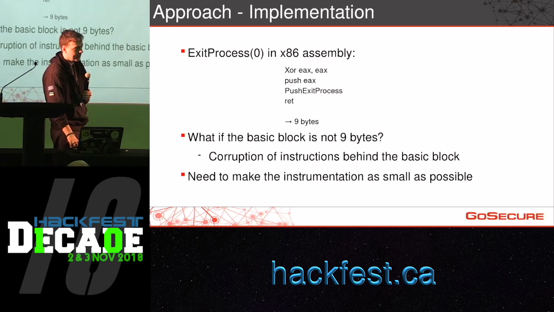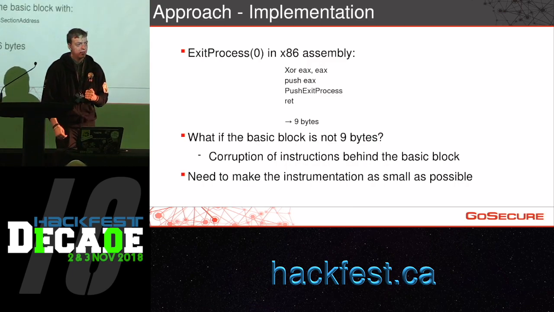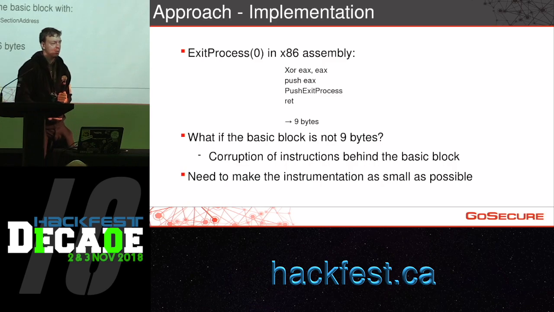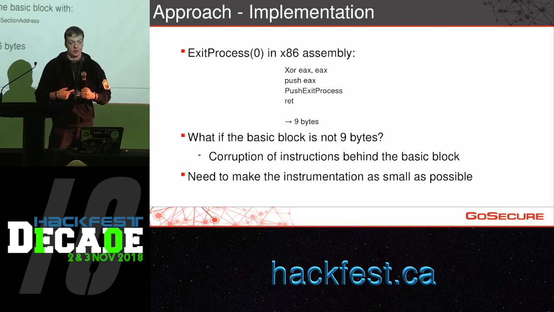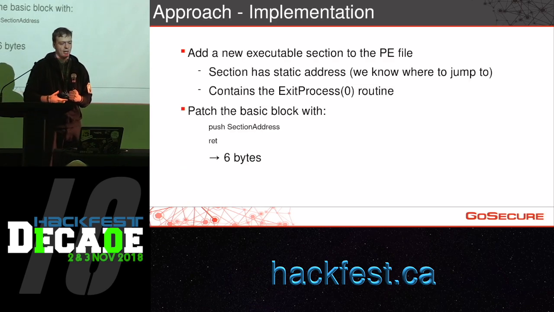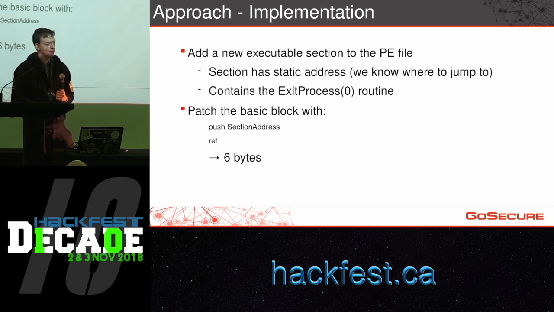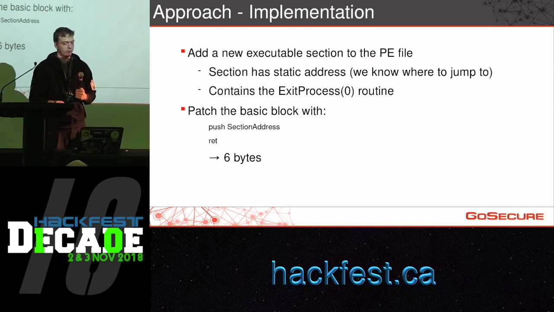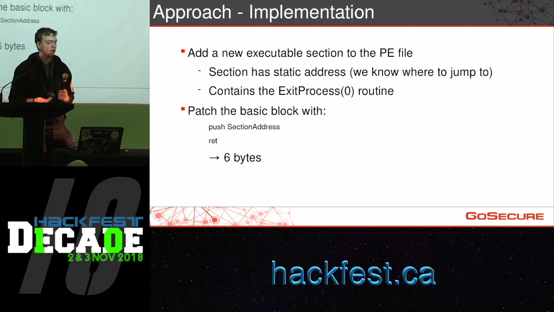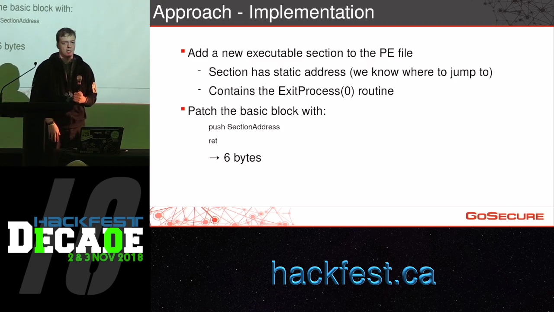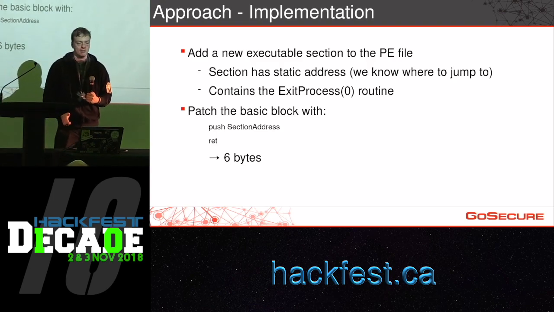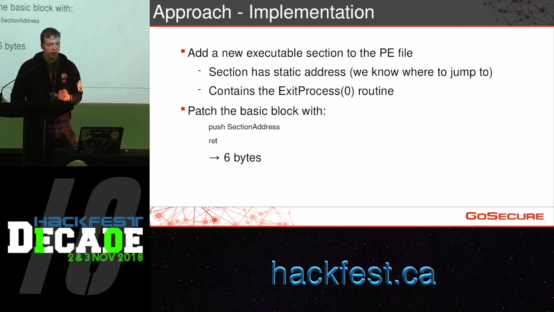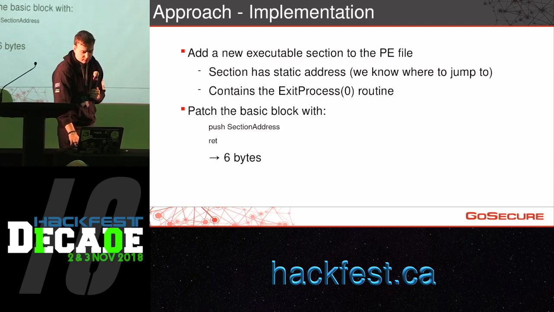The first approach that I came up with for this is to add a new executable section to the PE file, which is good because the section has a static address, so I know where it is. And this section contains the exit process routine. And all I have to do is jump to this section, which saves me 3 bytes. All I have to do is push the section address and then return. So this saved me 3 bytes. I'm now at 6 bytes. That's not enough. We will later see how we can do it better.